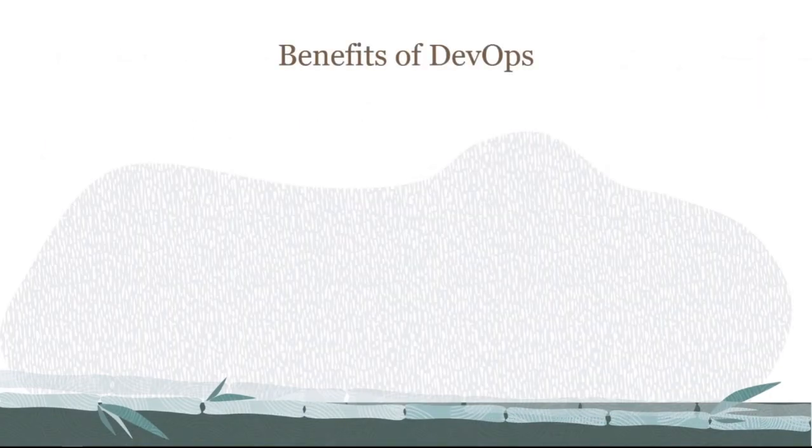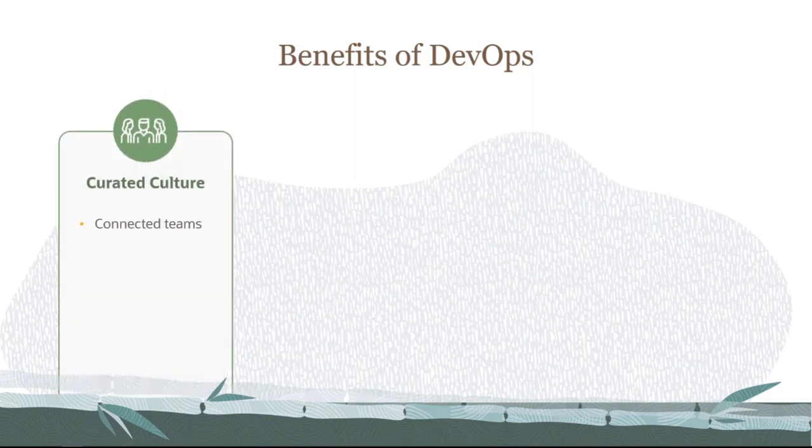Adapting DevOps to support the entire software development lifecycle with an emphasis on agility and efficiency regardless of function provides several benefits. Some of these benefits include a curated culture, where your teams are more connected and the workers are more efficient, where you have greater employee engagement and collaboration with increased personal and professional growth opportunities.